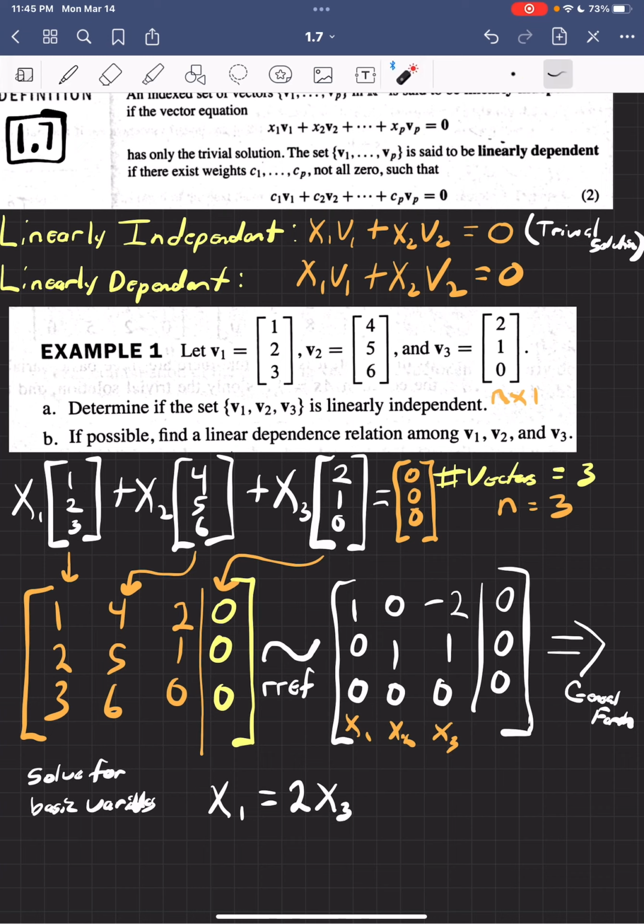We're going to do the same thing here. This is 1x sub 2 plus 1x sub 3 equals 0. Again, we solve for that basic variable, so we bring that over too. In this case, x sub 2 is equal to negative x sub 3. And finally, x sub 3 is the free variable, and we must state that it's the free variable.